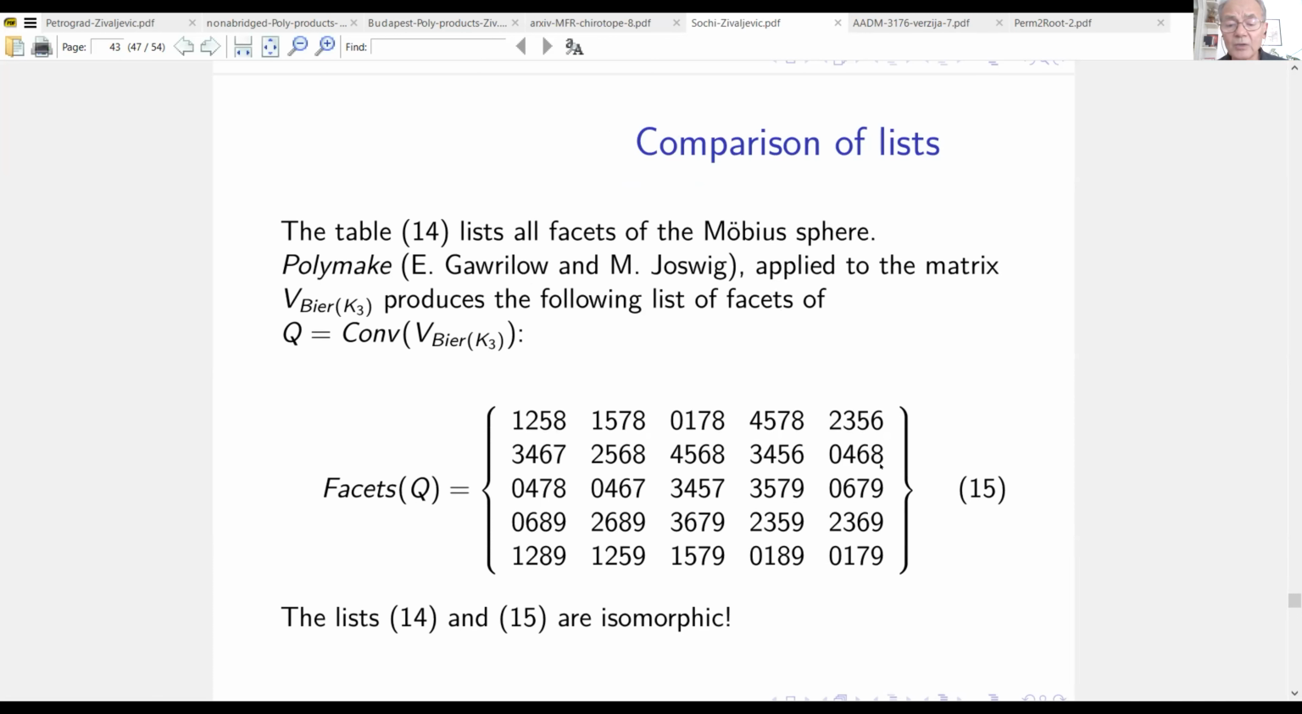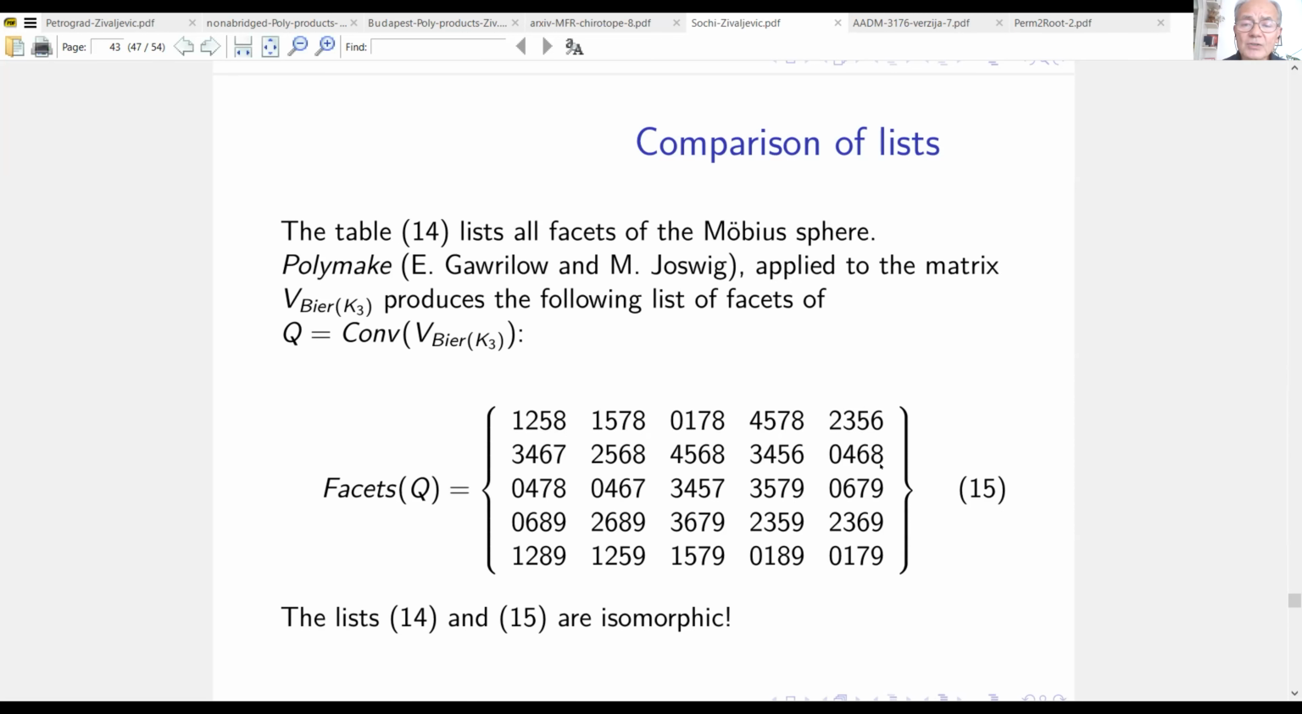Actually, it can be proved not by brute force. There are tricks how to do it, and this can be applied to basically any other Bier sphere from our list. Okay, so this was my presentation of theorems 1, 2, and 3, with some emphasis on this experimental or algorithmic side.